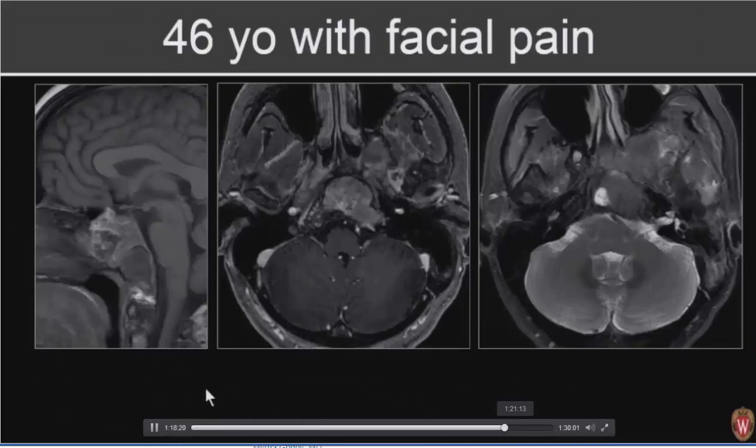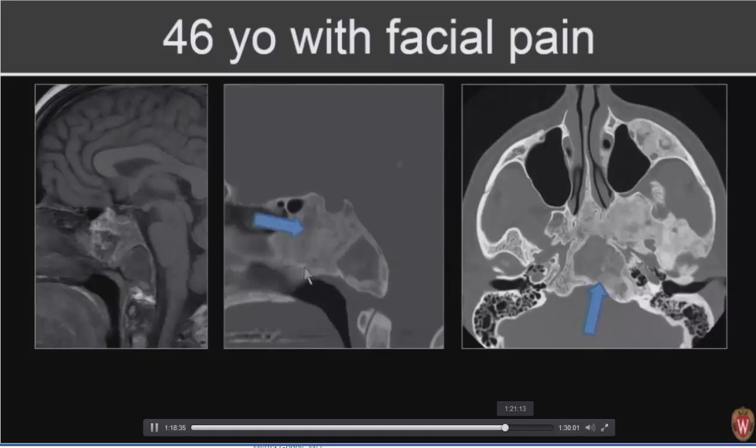This is a 46-year-old who's coming in with facial pain, and we've seen a couple of examples of this already, but we've got this expansile appearance of the clivus. We can see that it's enhancing on our post-con image, and it's heterogeneous on T2. We can make the diagnosis of fibrous dysplasia.